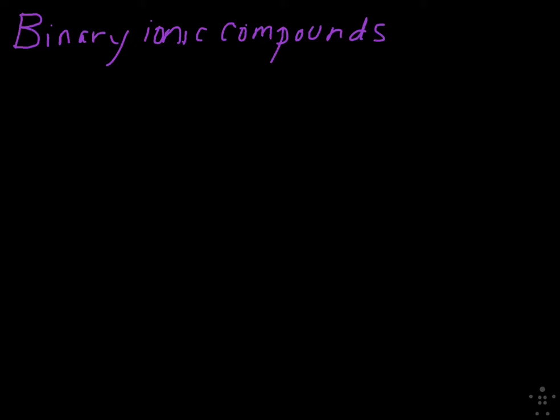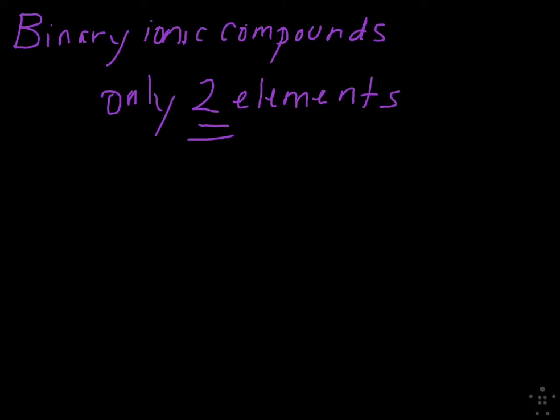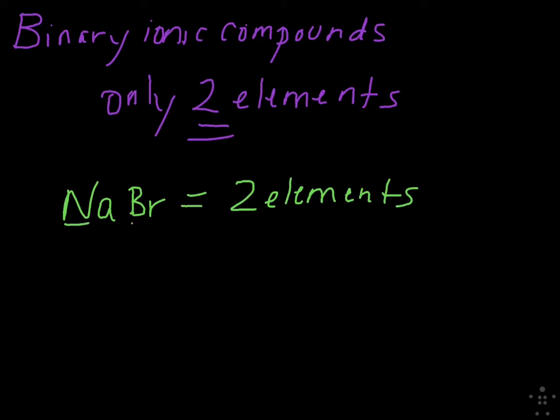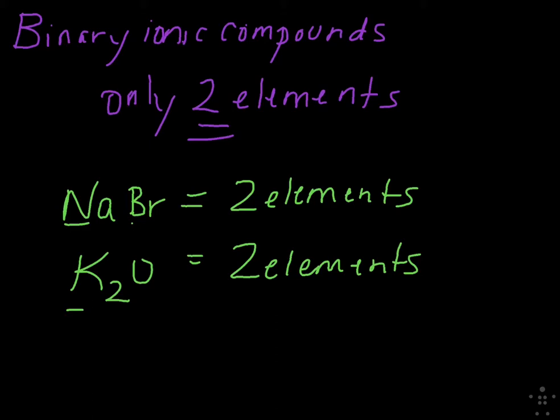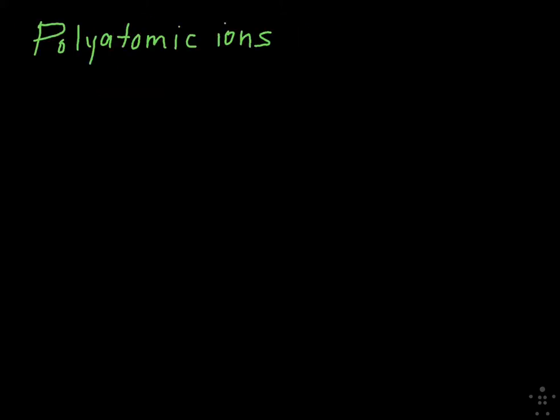We've also been talking about binary ionic compounds, which, as we learned in the worksheet, contain only 2 elements. Okay, only 2. So, for example, we've been looking at compounds like NaBr. 2 elements, 2 capital letters. Another example would be something like potassium oxide. Once again, only 2 elements, making it binary. There they are. So all of that stuff is what we've been talking about previously.